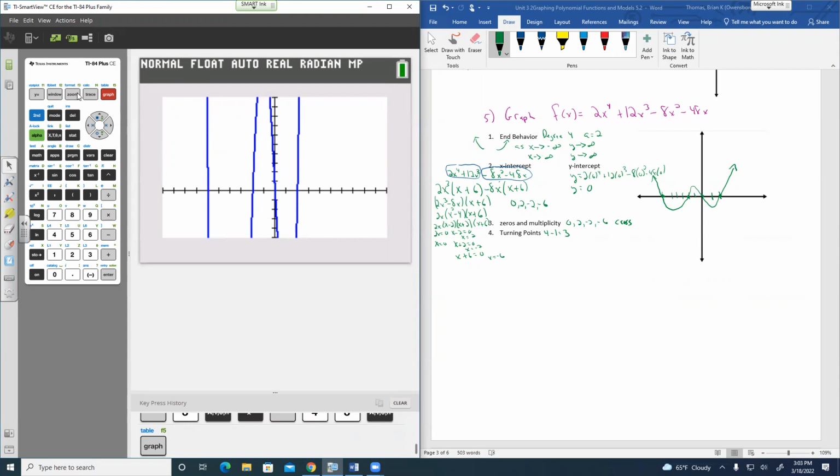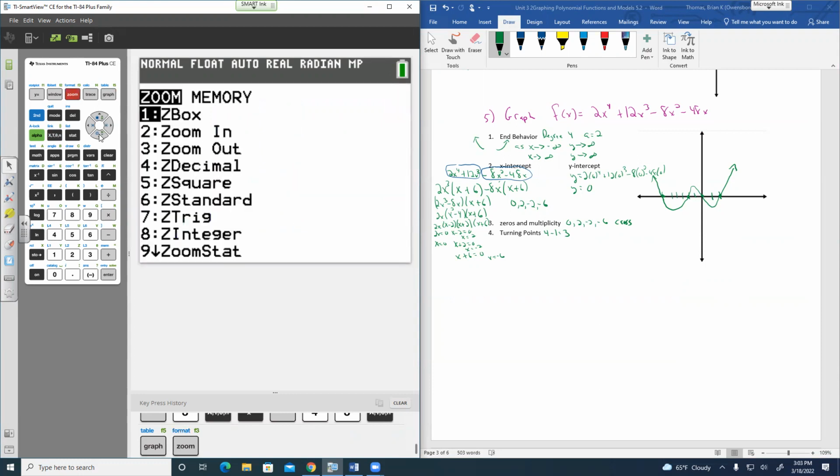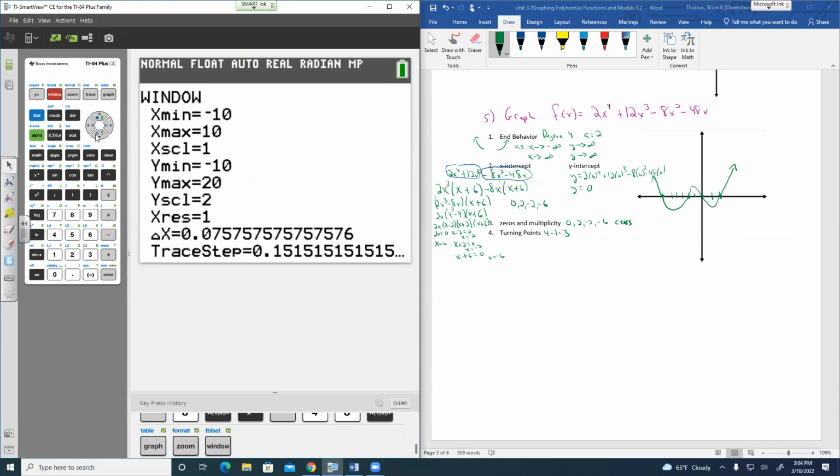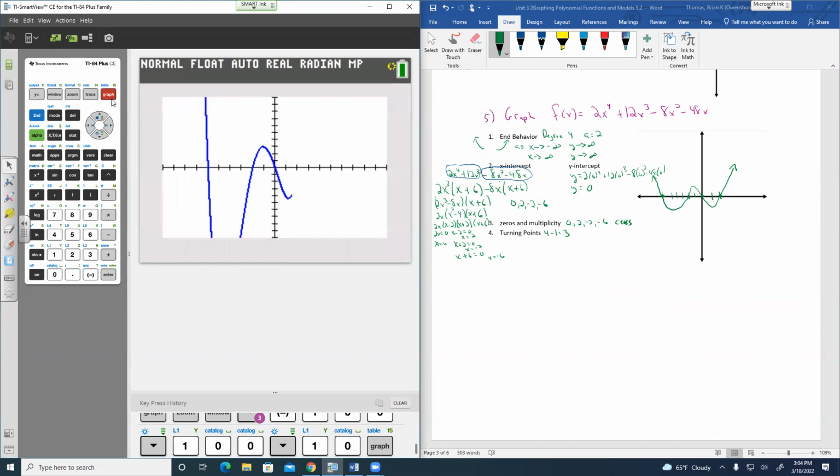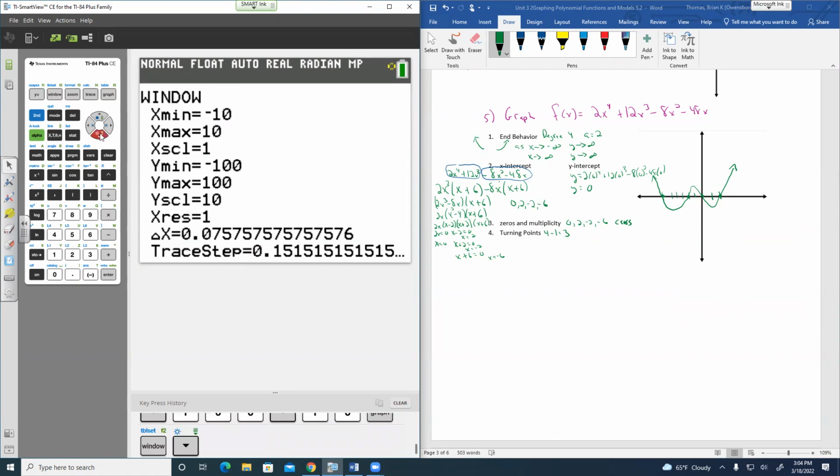If I want to get a better look at the graph, I'd probably have to change my window where my y values were much larger and smaller. So if I make my y min maybe a -100 and my y max a positive 100, if I go by tens, I may get a better look at the graph. Yeah, that would be a much better sketch of the graph. I'd still have to go much further down in my y's. So I change my window again and maybe make my y min a -200.